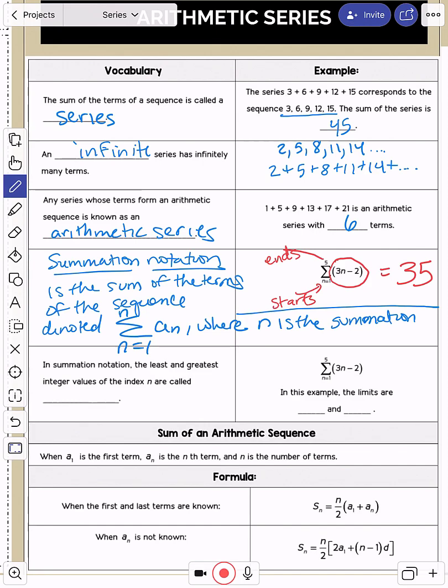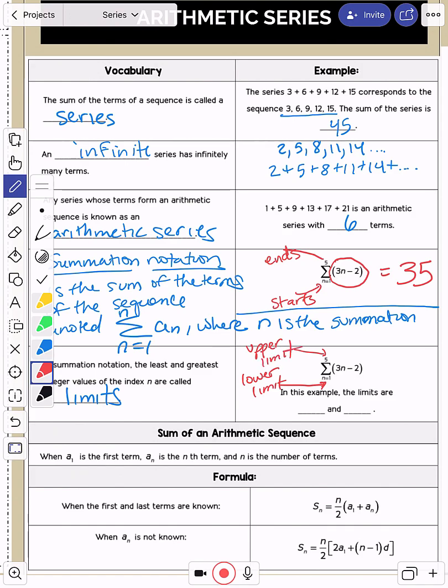All right. So in summation notation, the least and greatest integer values of that index n, or where I said it starts and ends, those are called the limits. So, to a different color. This is your lower limit. And this one's called your upper limit. So in this example, the limits are 1 and 5.